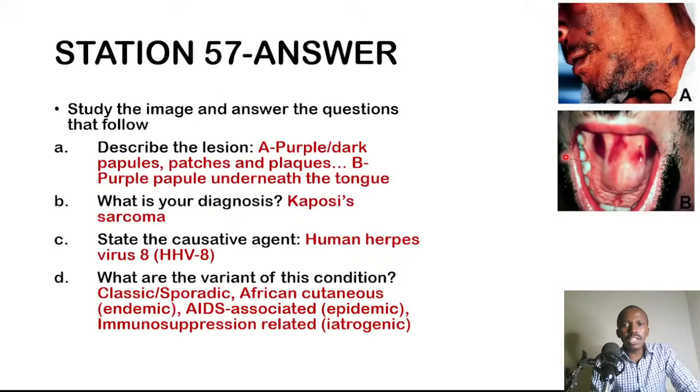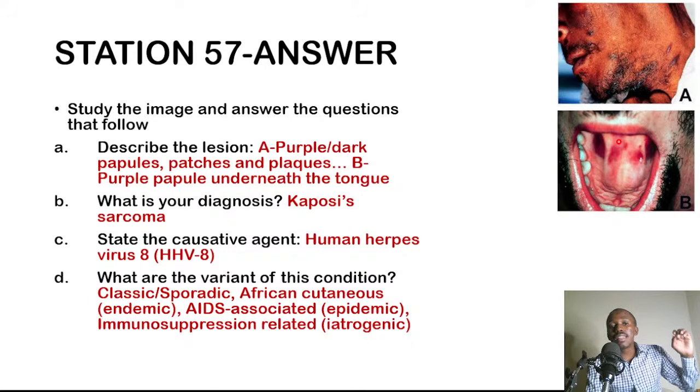So these lesions here are purple or dark papules. So this is like a papule here. You can have plaques. You can sometimes have patches which are flat. Then underneath here, you're going to be having your purple papule, which is this one here. You can also have these patches here, the purple patches. This is characteristic of Kaposi sarcoma. This is seen in Kaposi sarcoma. It's caused by human herpes virus 8.